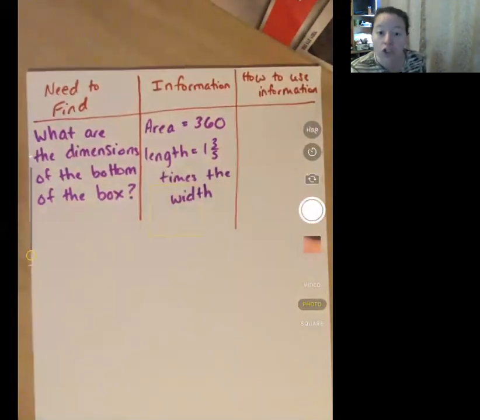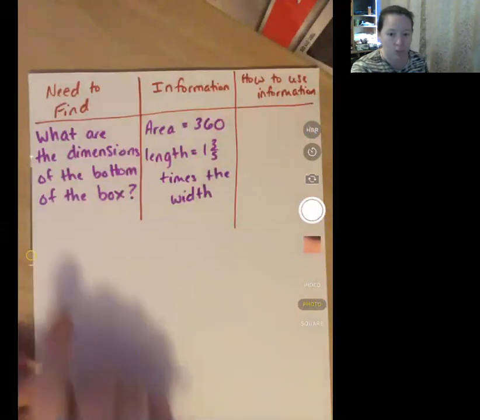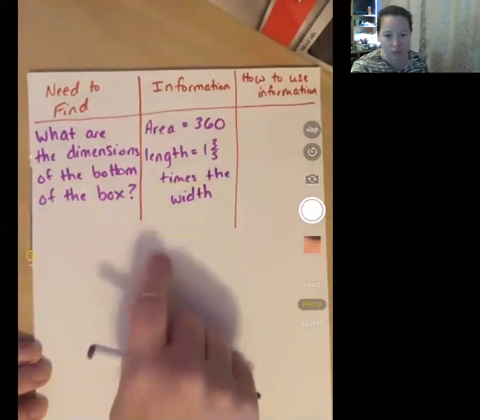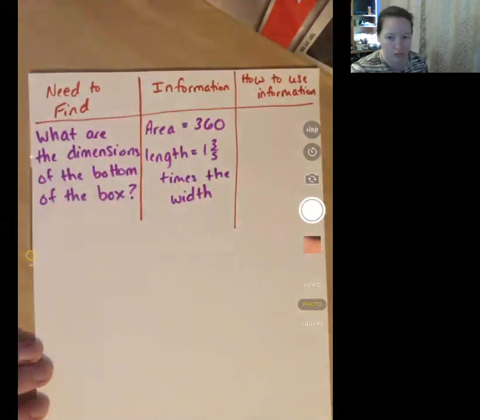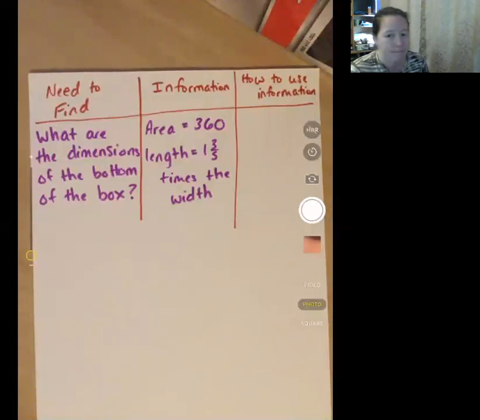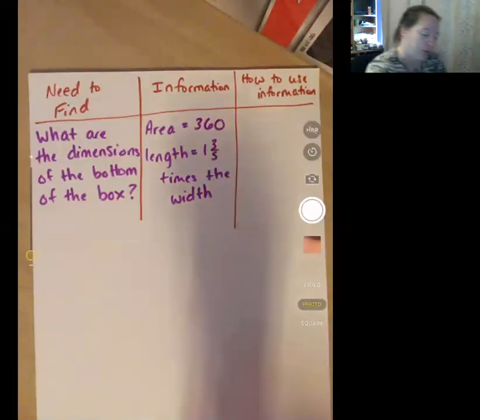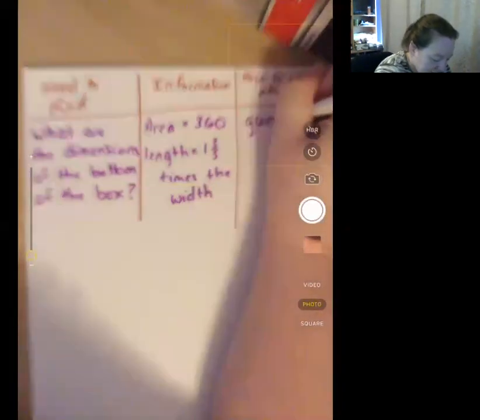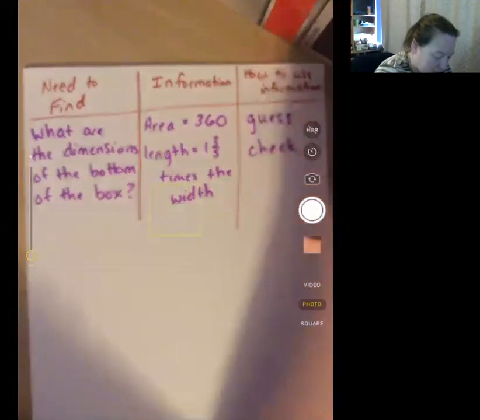That's what we know. So every time that we do it, so this one we're going to start with width and then we're going to do length, and every time that we do length we're going to do times 1 3/5. So we'll figure out before we start doing our calculations what 1 3/5 looks like as an improper fraction, because we don't want to keep having to mess around with changing it into an improper fraction over and over and over again. How am I going to use this information? I'm going to guess, check, and revise.